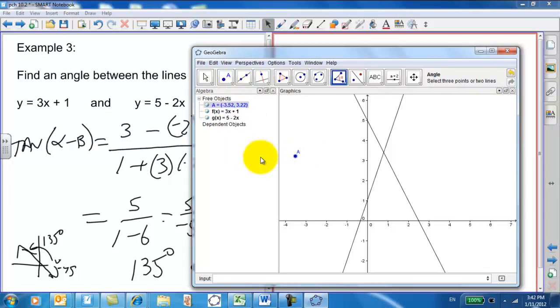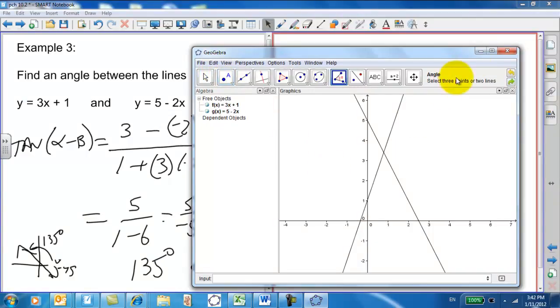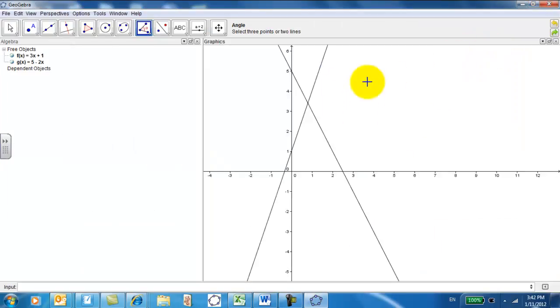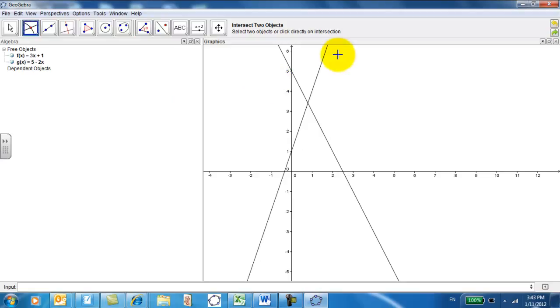You know, it might be that it's treating these 2 things as functions and not lines. So we can turn them into lines in many ways as opposed to functions. We can find the intersection of those 2 things, intersect the 2 objects, this object and this object. So that's going to be a key point there where they cross at 0.8, 3.4.